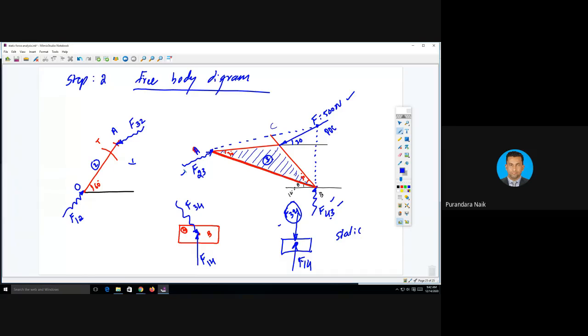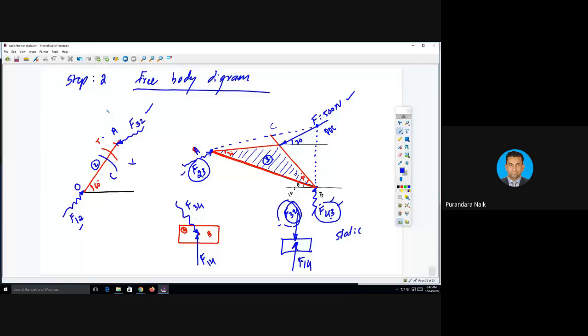If you know the direction of these 3 forces, you can draw the force polygon. You can find out the value of F43 as well as F23. Correct? Force polygon. If you know the value of F43, you can find out the value of F34. And if you know the value of F23, you can find out the value of F32. It is equal and opposite. If you know the value of F32, you can find out the value of F12, because it is equal and opposite. So if you know the value of these 2 forces, you can find out the couple, that is C, and this couple is opposite to the T. So equal and opposite, that is C is equal to T. You can easily solve the problem.